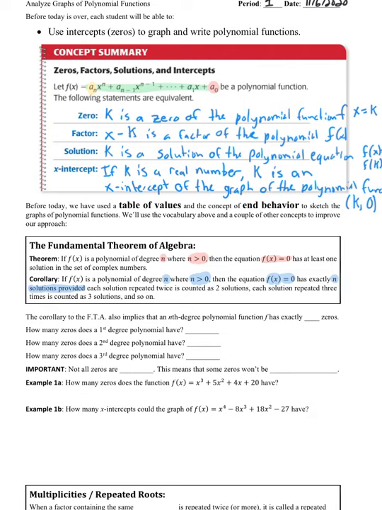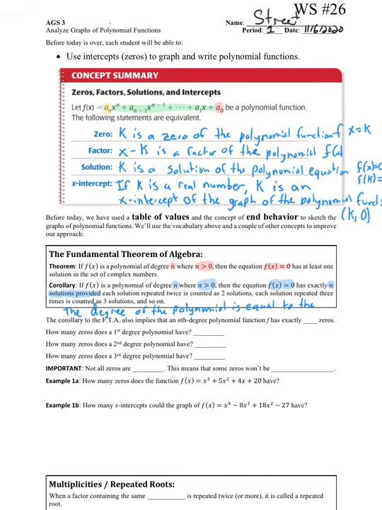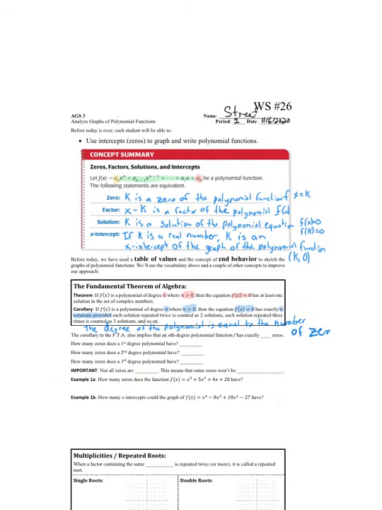Basically, what this is saying is the degree of the polynomial is equal to the number of zeros we have. Which we've talked about a couple times, where I circle the 3 if it's a third degree polynomial, and then I'm able to say, oh, well, this is going to have 3 zeros. That's what I'm doing when I'm circling the 3 there. So it implies that an nth degree polynomial function f has exactly n zeros.